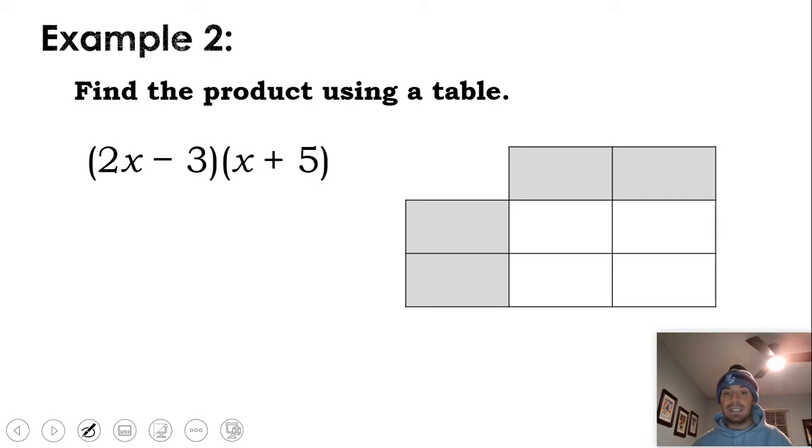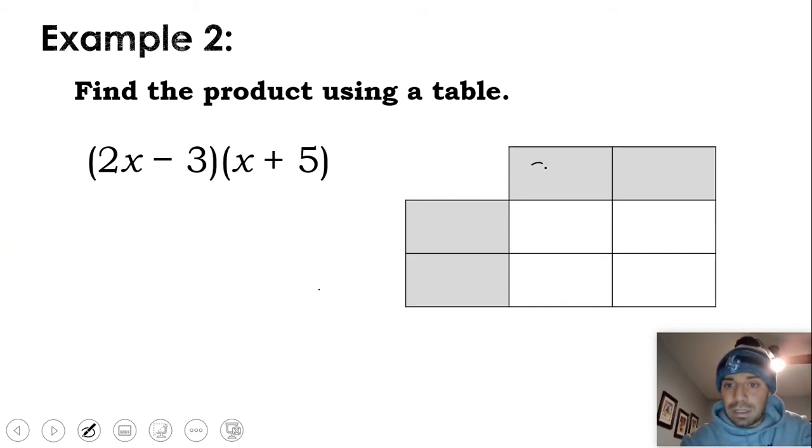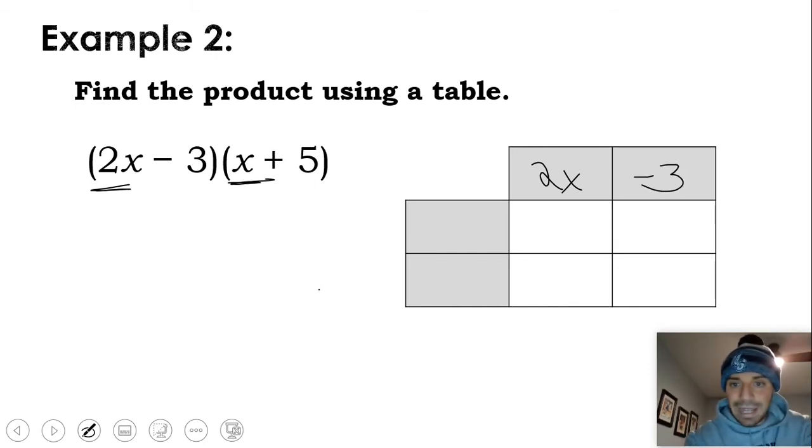Now, some people like to use a different technique to do these, and that's using a table. If you're going to use that table technique, perfectly acceptable. Some of you might find this more visually appealing. We're going to put the 2x over here. That's our first thing. We're going to put the minus 3 over here. We're going to put the x right here. We're going to put the 5 here.